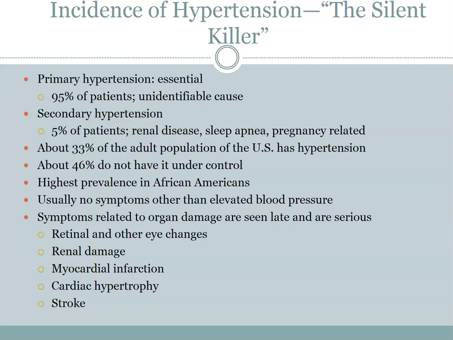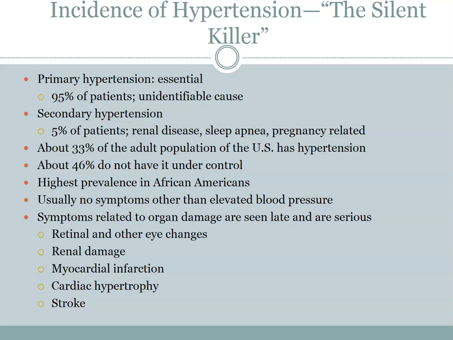We know that approximately 1/3 of the adult population has hypertension here in the U.S. 46% do not have it under control. And the highest prevalence is among African Americans, just because they're at a higher genetic predisposition for hypertension, as you learned last block. Usually, again, it's called a silent killer because there are no symptoms other than an elevated blood pressure. And if we're not taking our blood pressure at home, we have no idea that it's elevated, right? Since it's asymptomatic other than that.